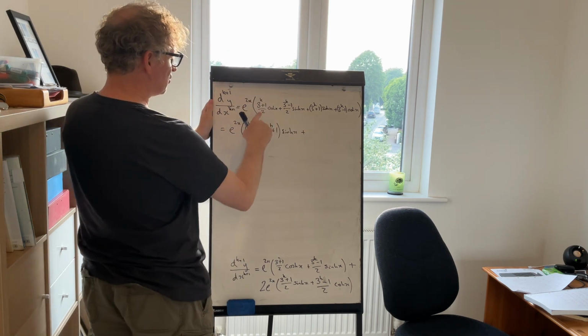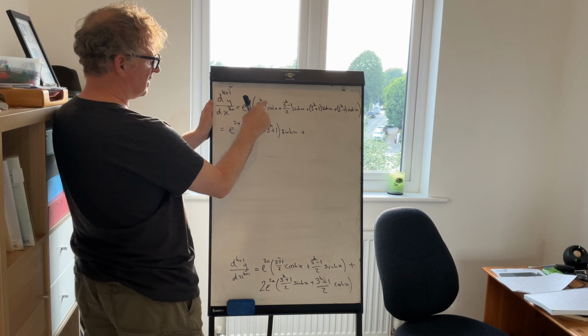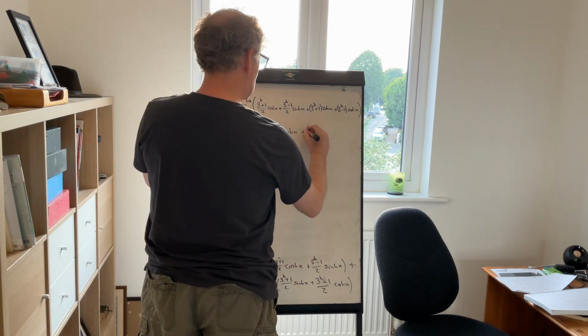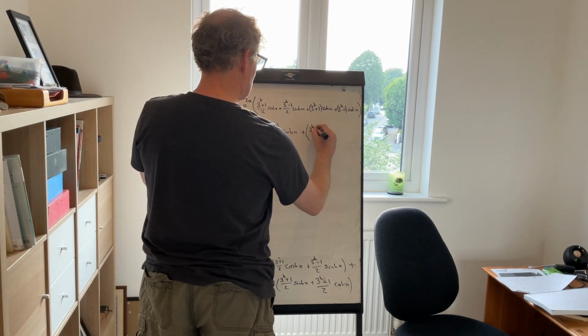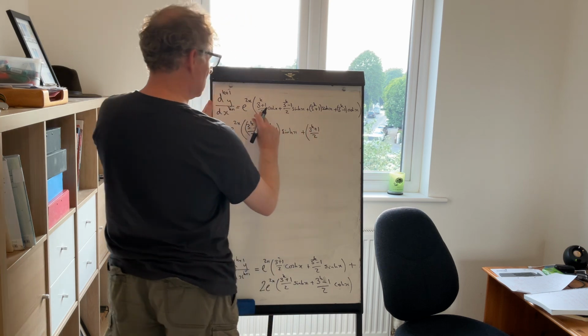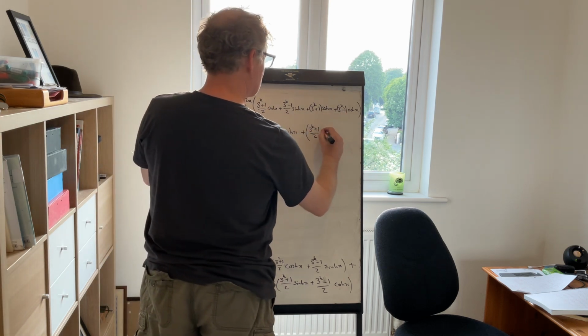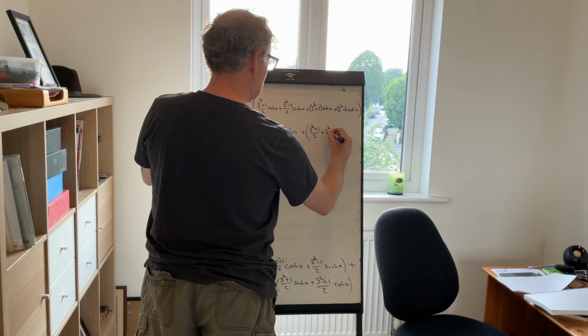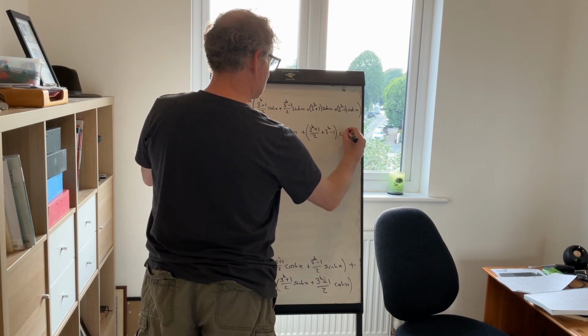plus, now let's do the cos x's, so 3 to the k plus 1 over 2 cos x plus 3 to the k minus 1 cos x.